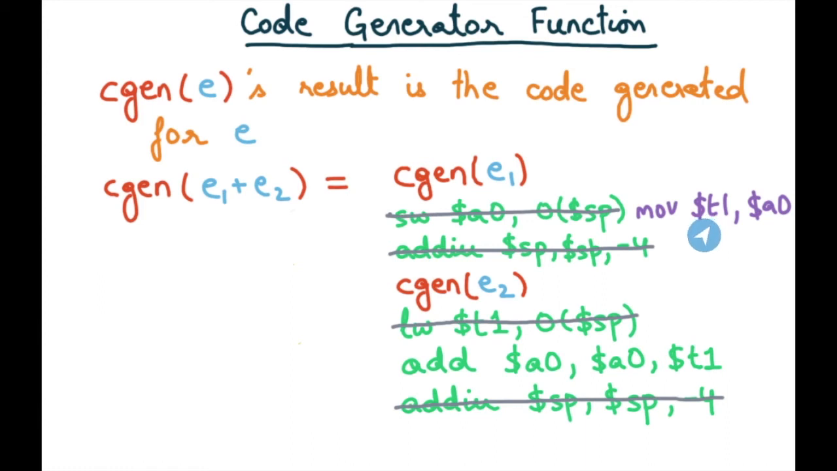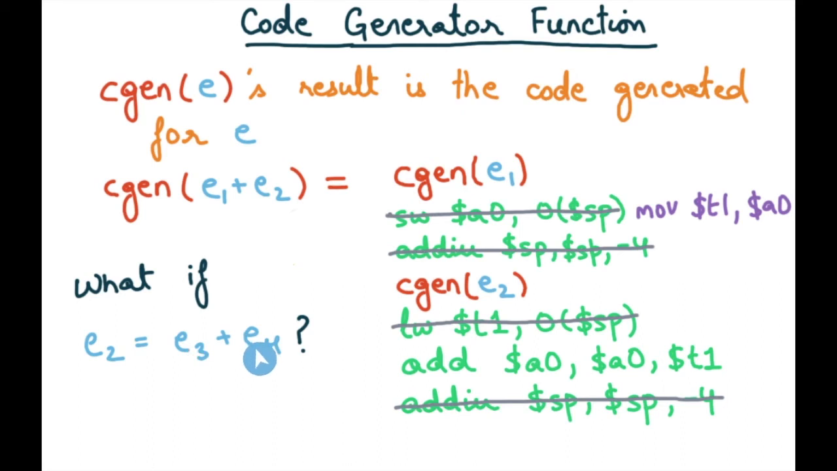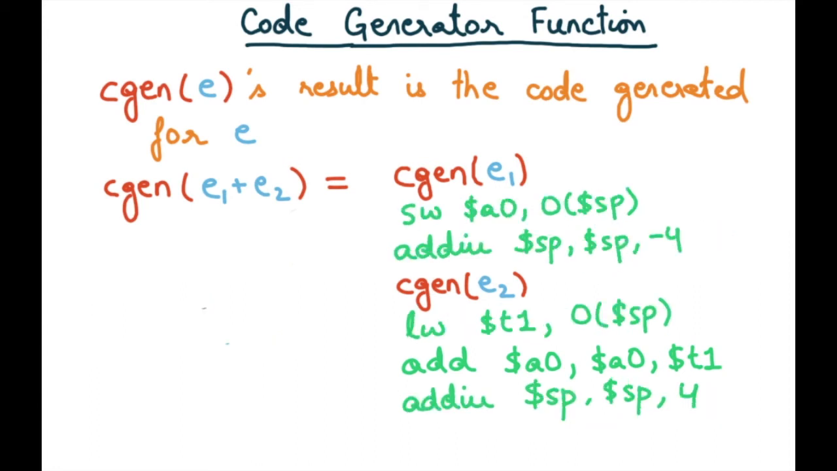But it's going to be a mistake because there is no guarantee that cgen E2 will not clobber T1. And if cgen E2 clobbers T1, then the code generation strategy would be faulty, because that's not part of our invariants. So here is an example. Let's say E2 was E3 plus E4, then surely T1 would have gotten clobbered during cgen E2, and so this would not have worked. On the other hand, if we push it to the stack, because of an invariant, it would have still worked.